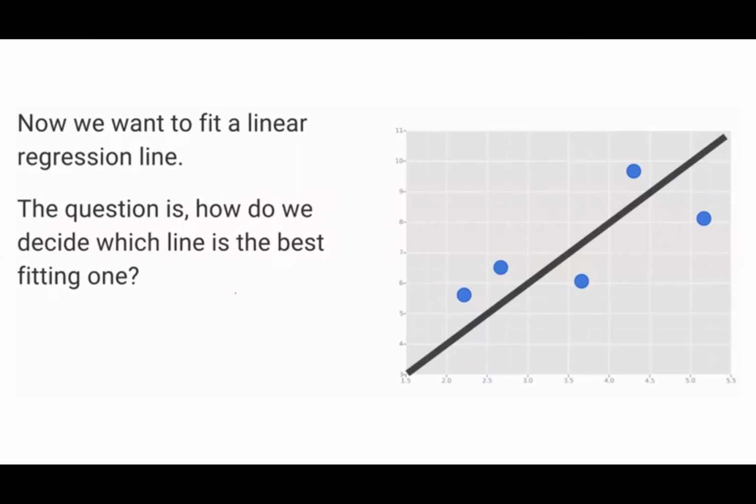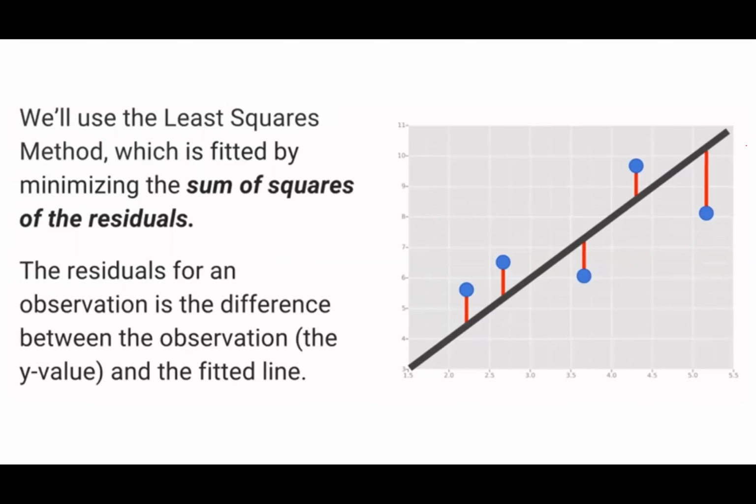Now we want to fit a linear regression line over it. Maybe let's suppose this is the line you want to fit. The question is, how do we decide which line is the best fitting one? So we'll use the least square method, which fits the line by minimizing the sum of squares of residuals.